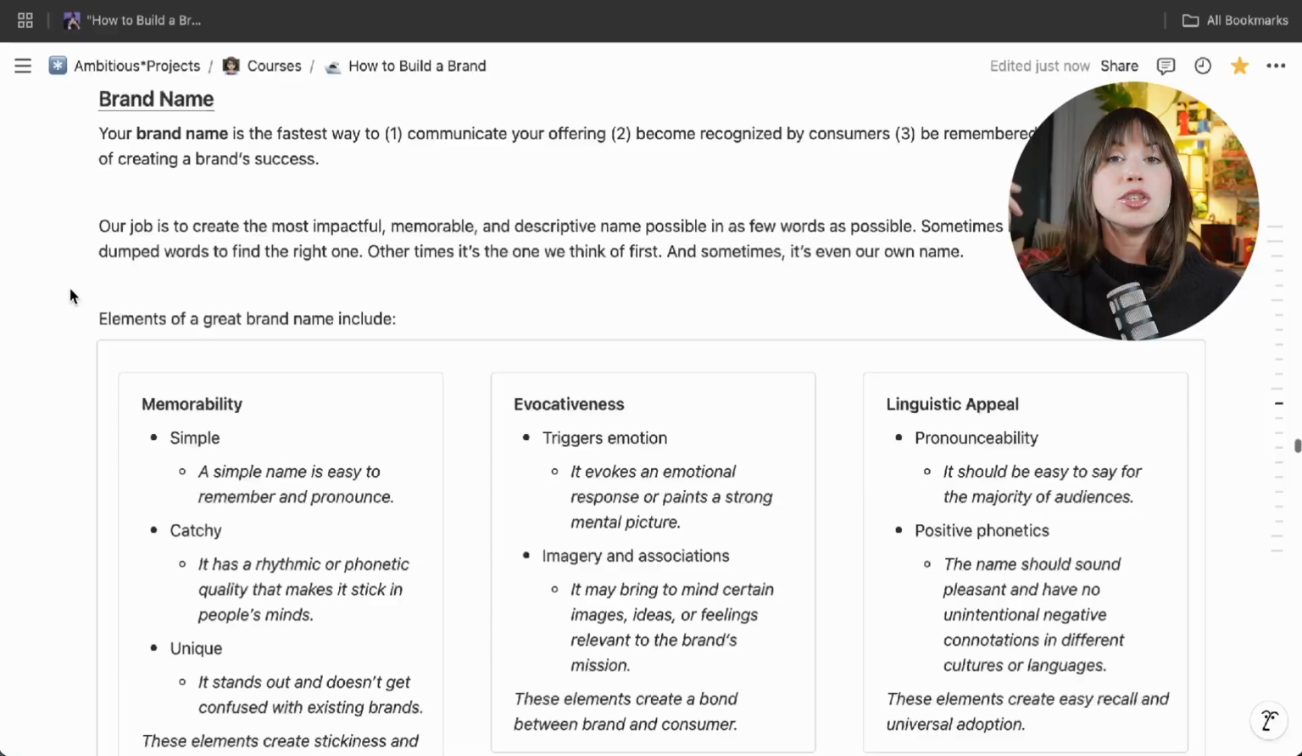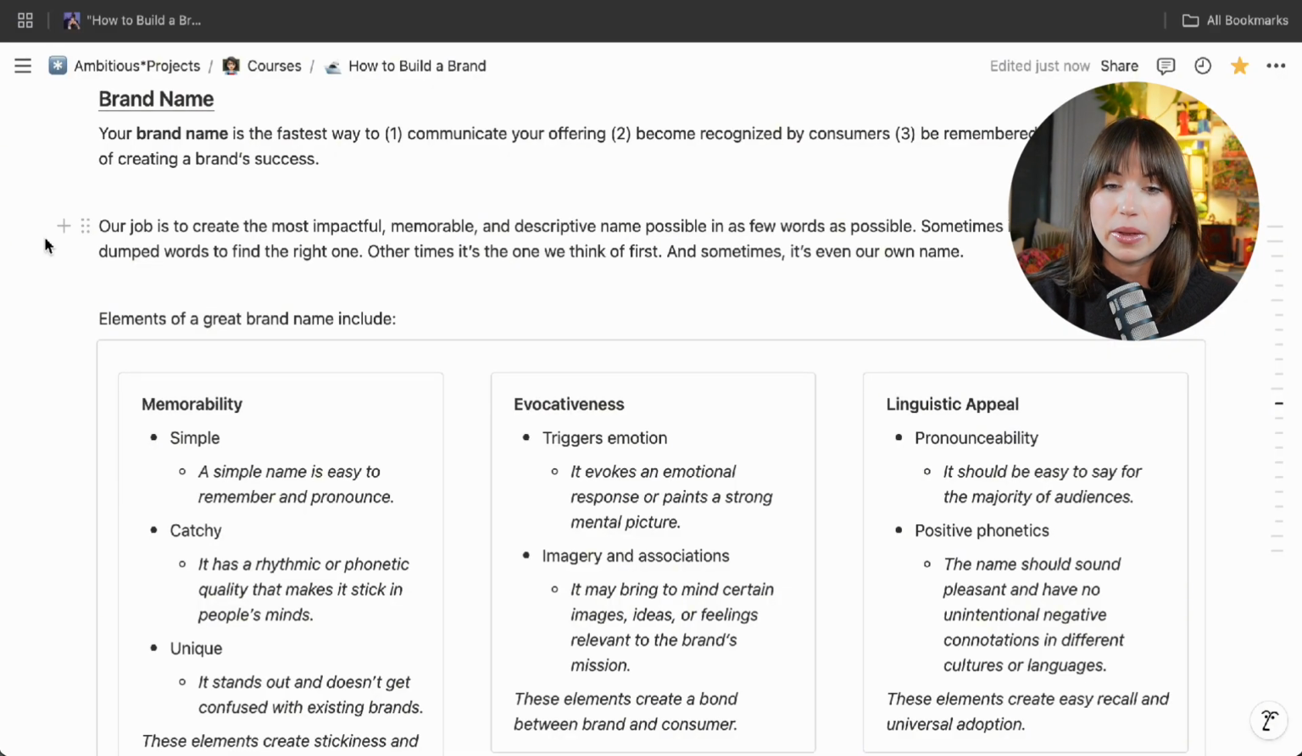Without further ado, we're gonna get started with our brand's name. So your brand name is the fastest way for you to get known in the marketplace. It creates stickiness with consumers and it really carves out where in the market you're going to sit because different names evoke different feelings and different feelings stand for different brands' offerings. So this is a great place to start.